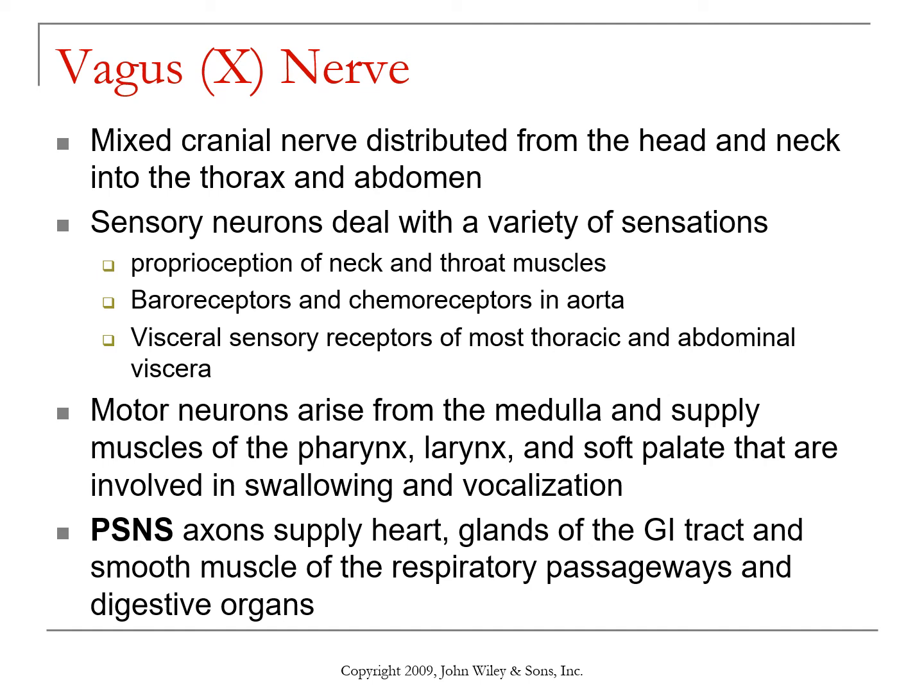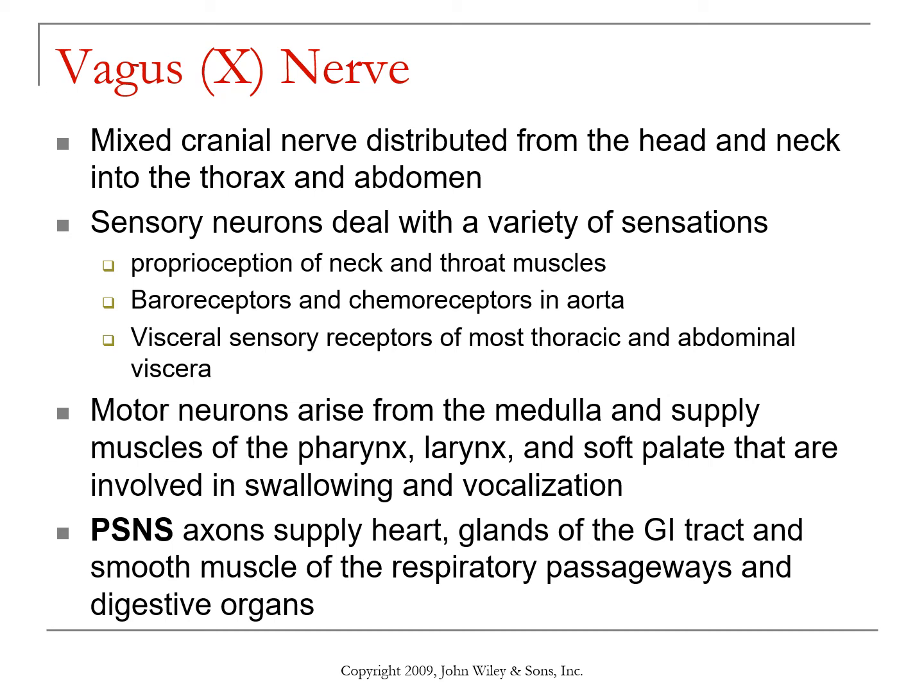It has axons that receive signals from and extend to a large region of the body, all the way down to the thorax and abdomen. Let's look at the sensory branches. The sensory fibers deal with a variety of sensations. Similar to the glossopharyngeal nerve, the vagus nerve also receives signals from baroreceptors and chemoreceptors, but these are located in the aorta, which is the major artery branching off the heart. So this would be within the thoracic region.